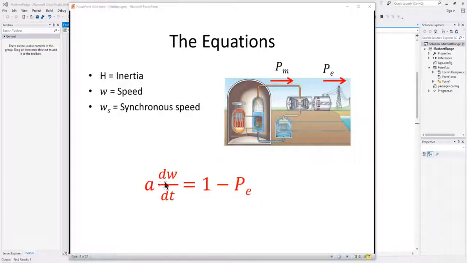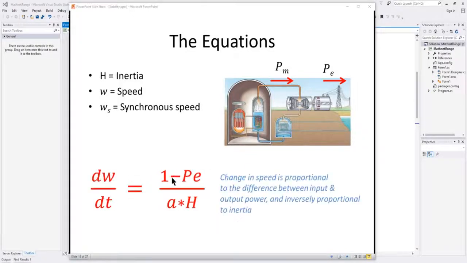Now, with those as constants, we can simplify the equation to say a constant times the rate of change of speed with time is equal to a constant of 1 minus the electrical power output, which basically says that the change in speed is directly proportional to the electrical power output. A very simple statement that we can evaluate. So here's the complete equation: the rate of change of speed with time is 1 minus electrical power, over this constant. The change in speed is proportional to the difference between the input and output power and inversely proportional to inertia.